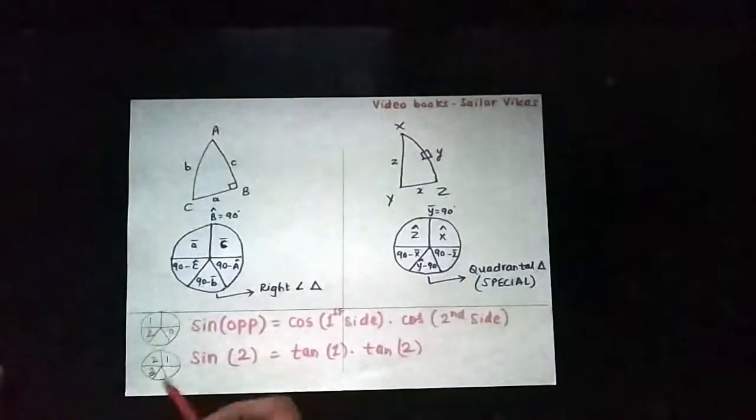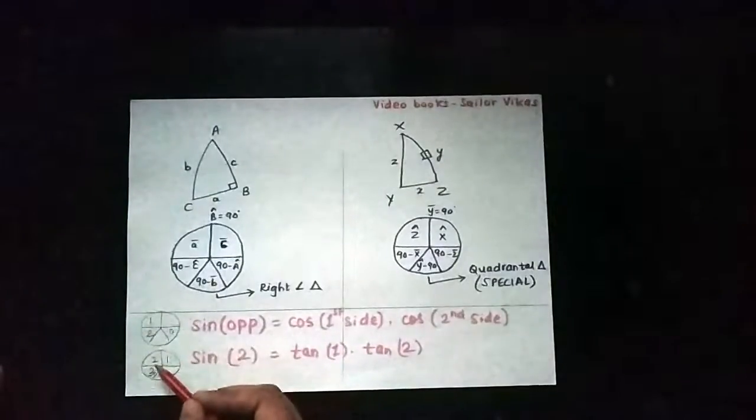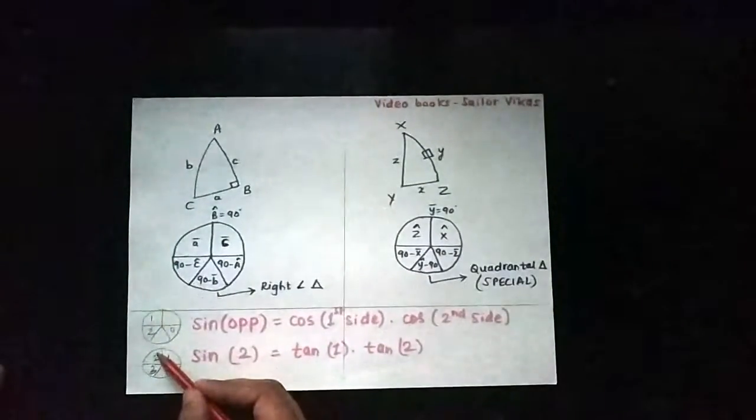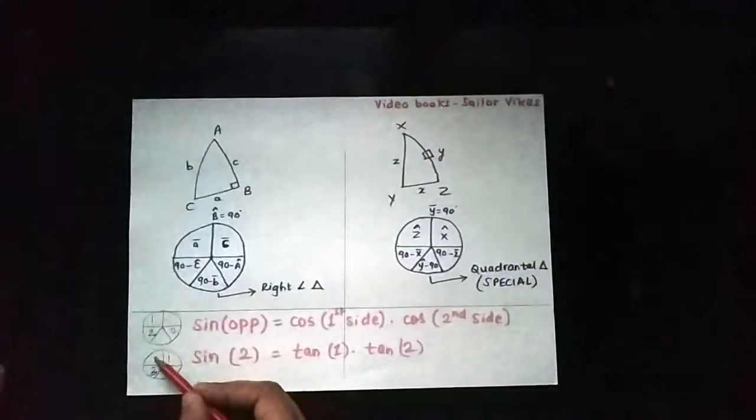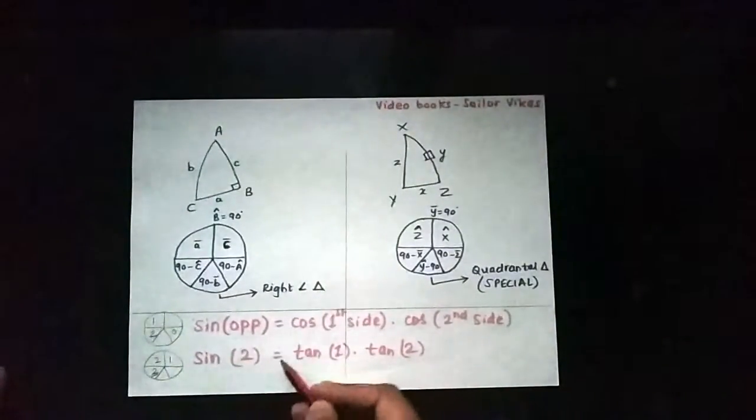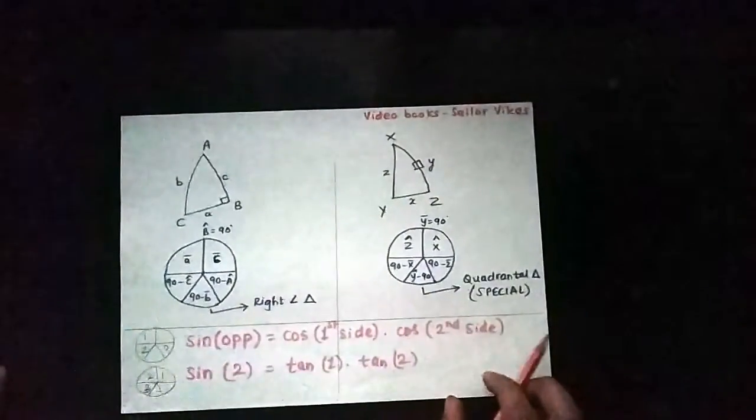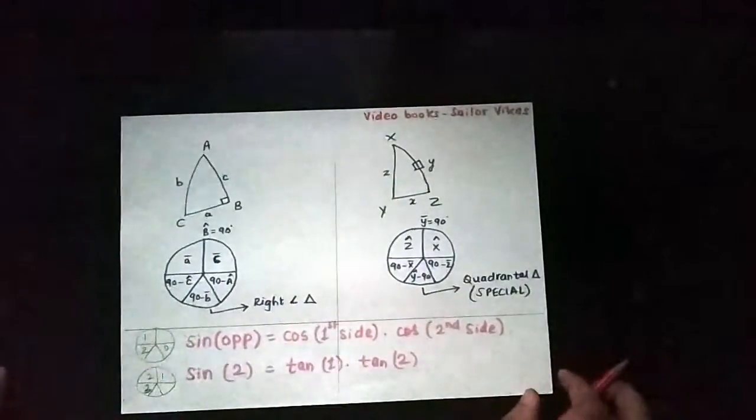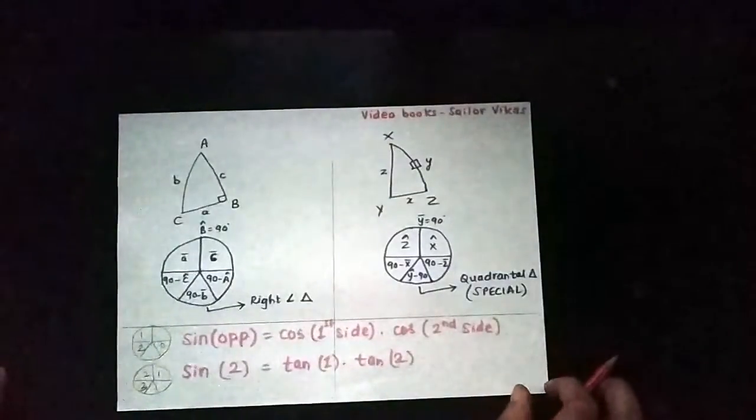Other than this, let's say you have all adjacent sides 1, 2, 3, so if you want to find the center one, then sine of 2 will be tan of 1 into tan of 3. So these two formulas you can use based on the things which you know. So this is how you will calculate the PZX triangle.